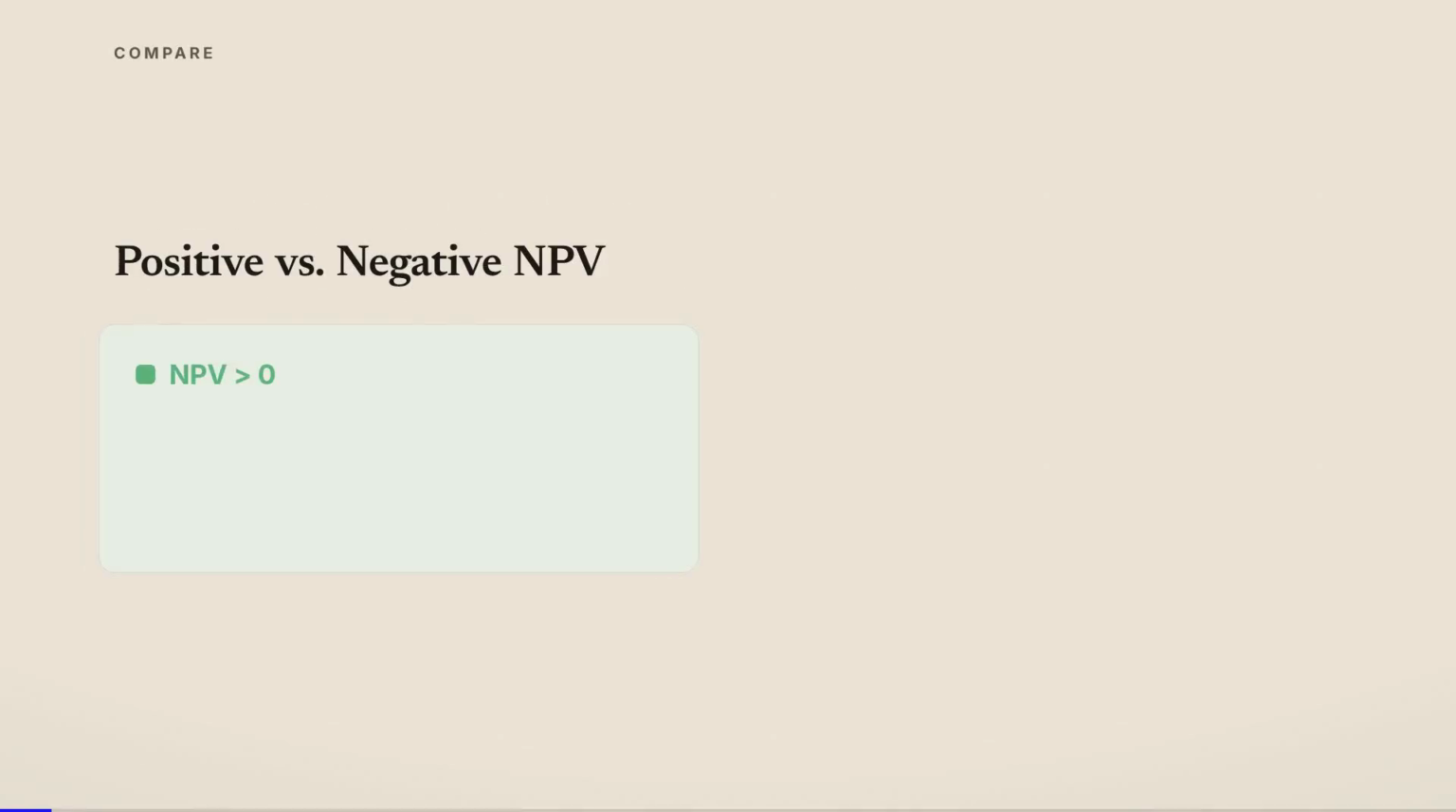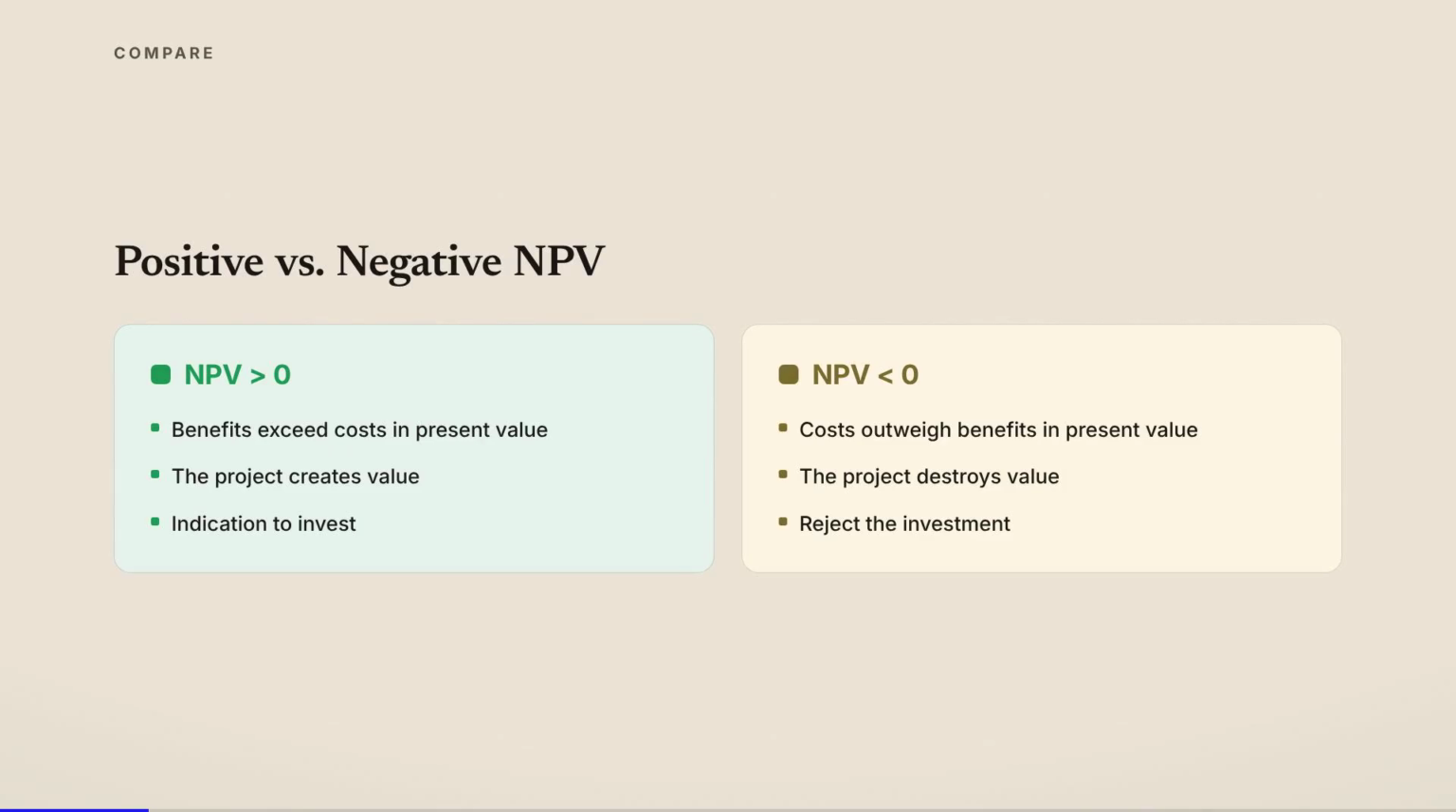The source gives the key decision rule. A positive NPV is an indication that a firm should invest. That means the present value of benefits is larger than the present value of costs. If the result were negative, the reverse would be true. The project would destroy value in present value terms. This is why finance uses NPV instead of comparing raw cash totals. It forces all future amounts onto the same date before making the call. Once you do that, the decision becomes much clearer.